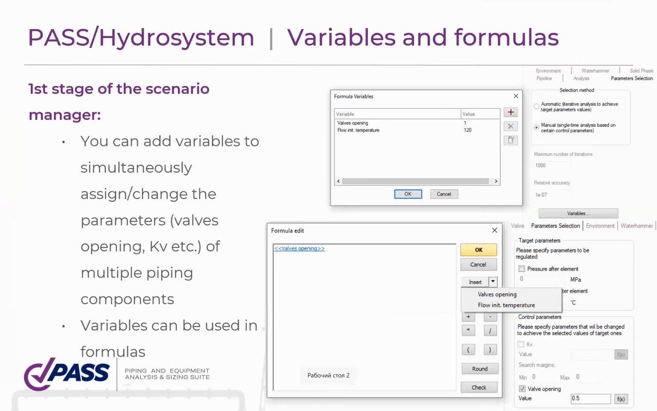So if you have different scenarios, different modes at which you want to calculate how your piping system behaves, you can use these variables and formulas in your own calculations. So specify as many variables as you want to, assign these variables as parameters of your valves or whatever, and by specifying the values of this variable, you can simultaneously change the parameters of multiple different objects, different components in your piping system.